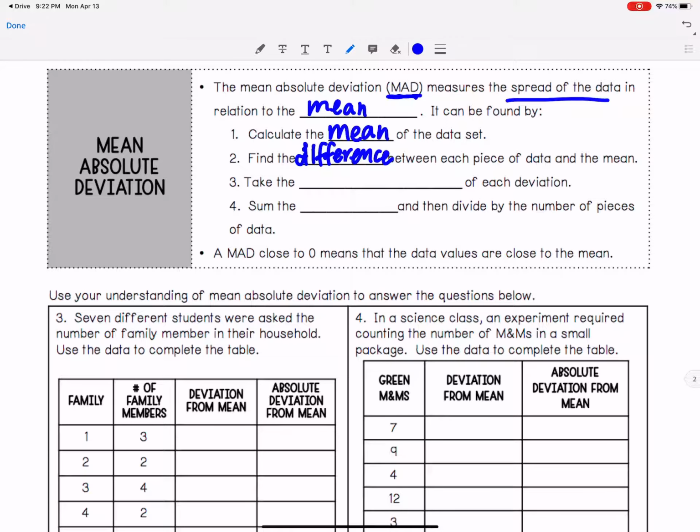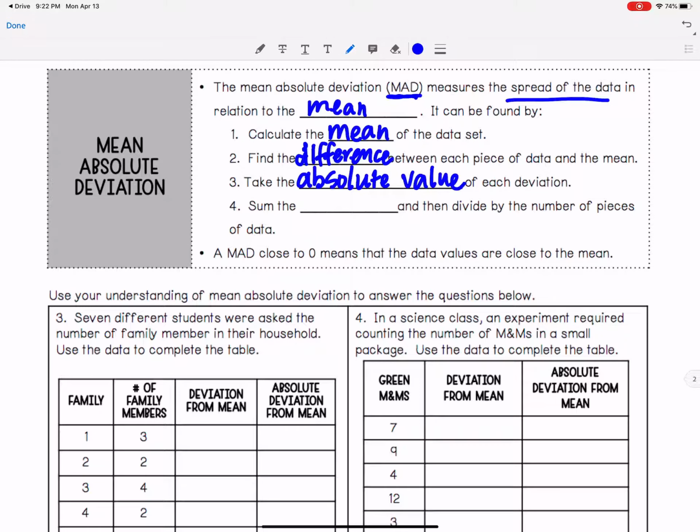And step number 3, take the absolute value of each deviation. I think you guys are really going to like this part. It'll be like, this is our homework. Awesome. I think most of you will. So, sorry, I should not have written deviation. I was talking when I should have been writing. Find the absolute value of each deviation.